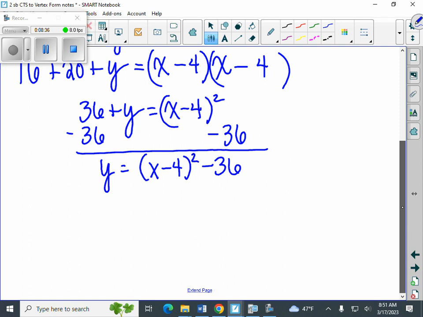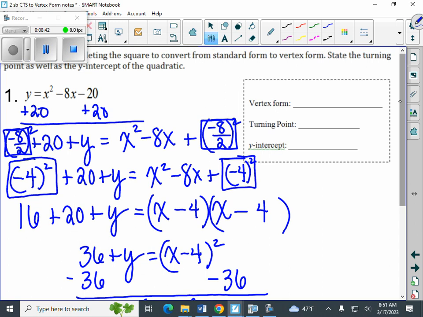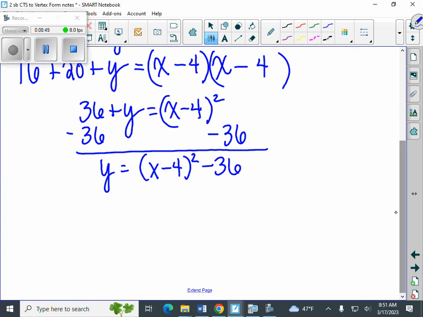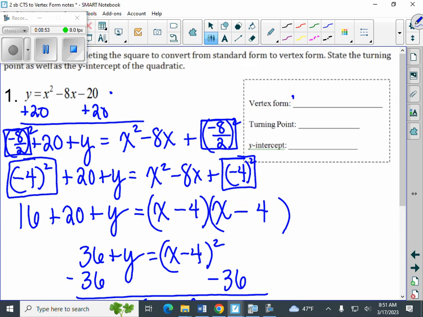And when we go back up to our box here, because we've completed the square, we turned standard form into vertex form. So that's what we're going to fill in. Y equals x minus 4 squared minus 36.